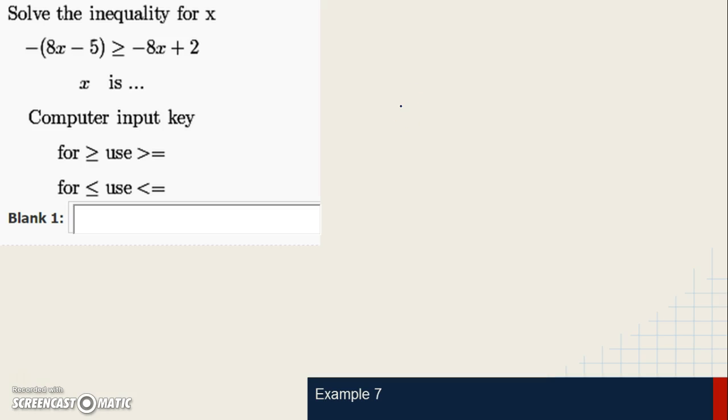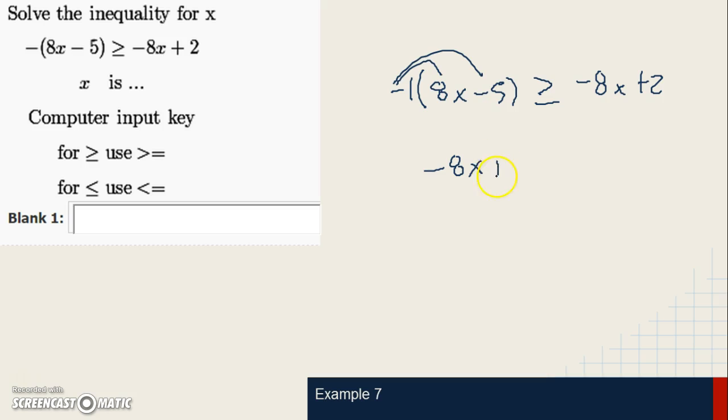Example number 7. Negative 8x minus 5 is greater than or equal to negative 8x plus 2. I'm going to simplify first. I'm going to distribute this negative. If you want to make it a negative 1 to visualize it, that's fine. I get negative 8x plus 5 is greater than or equal to negative 8x plus 2.